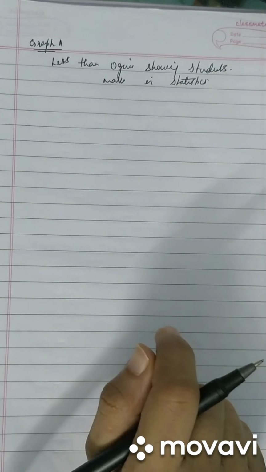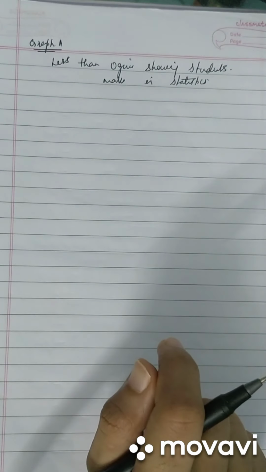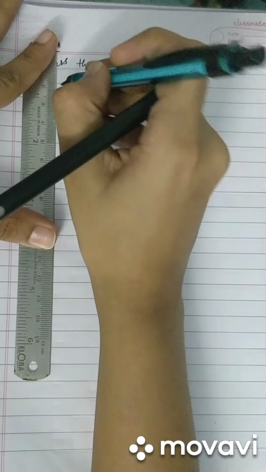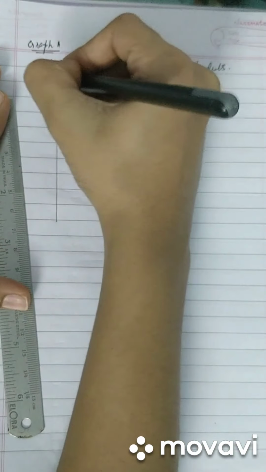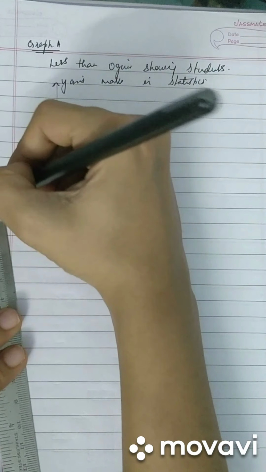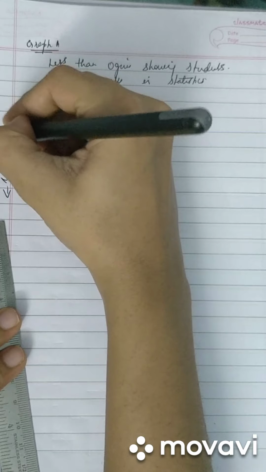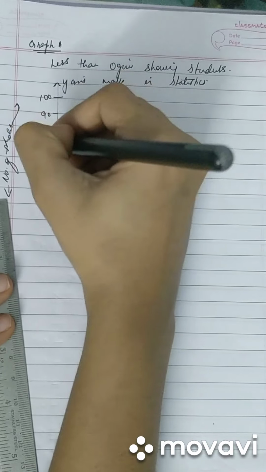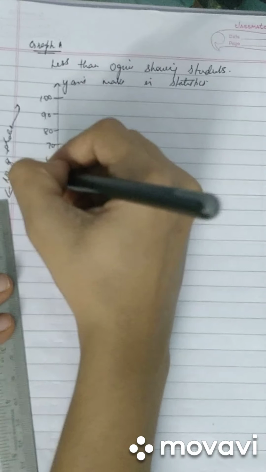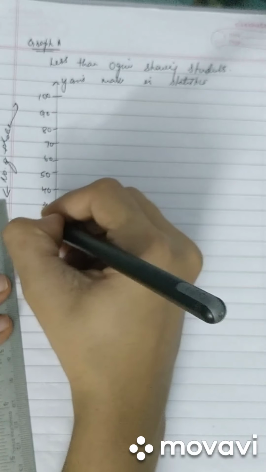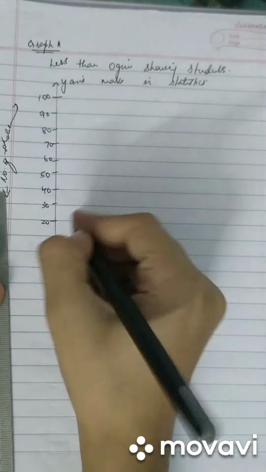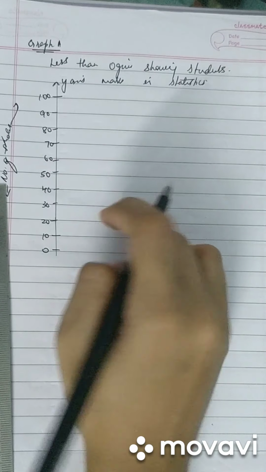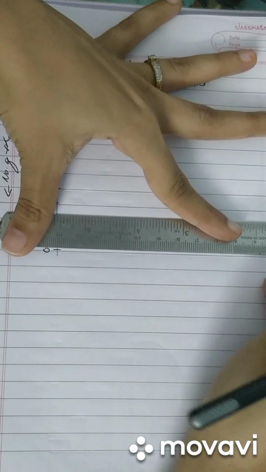So what is the highest one? 100, and what is the least? It is 4. So we can have a frequency of 10 each. What does the y-axis represent? It represents number of students. So we have 100, 90, 80, 70, 60, 50, 40, 30, 20, 10 and 0. Always remember that it is compulsory that you take a scale of 1 centimeter each.